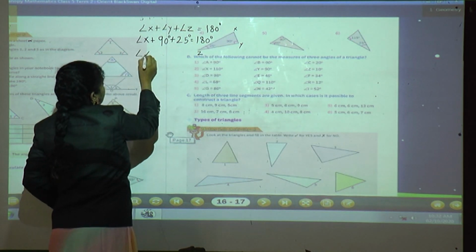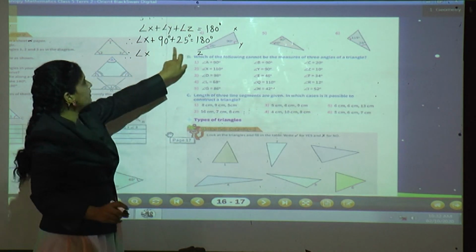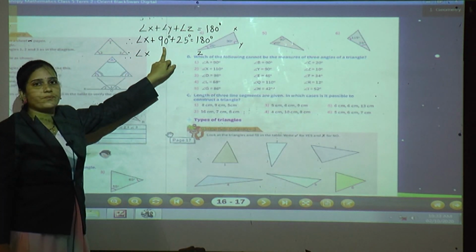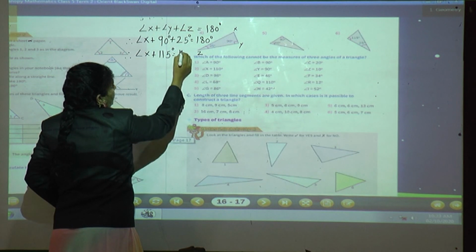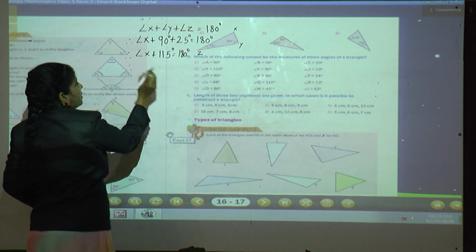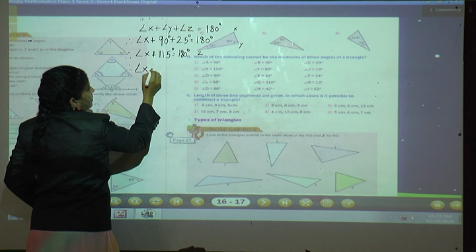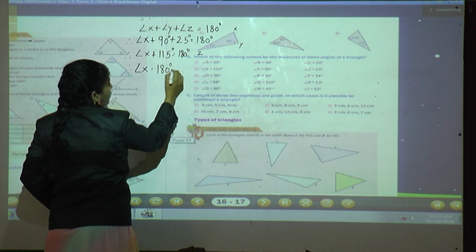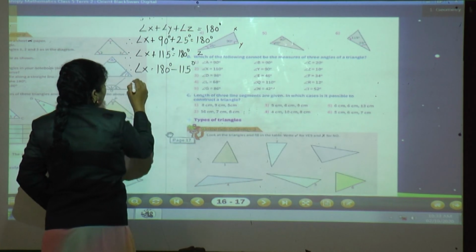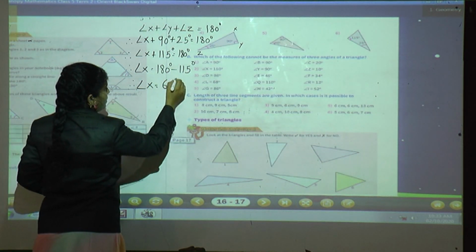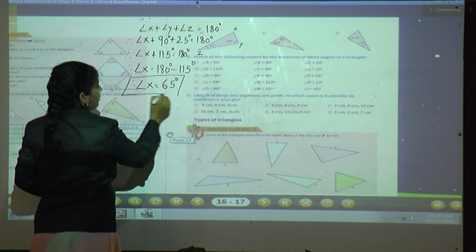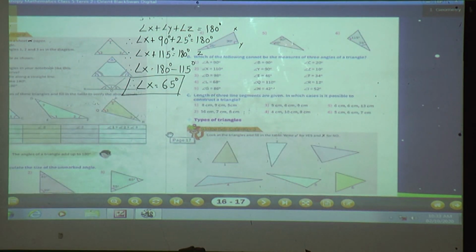So just add these two angles. What is the addition of this? 90 plus 25 is 115 degree and is equal to 180 degree. Now just subtract this 115 from 180 degree. So what is the subtraction of this? It is equal to 65 degree. So the angle X is equal to 65 degree. Now students, we will see our next question.